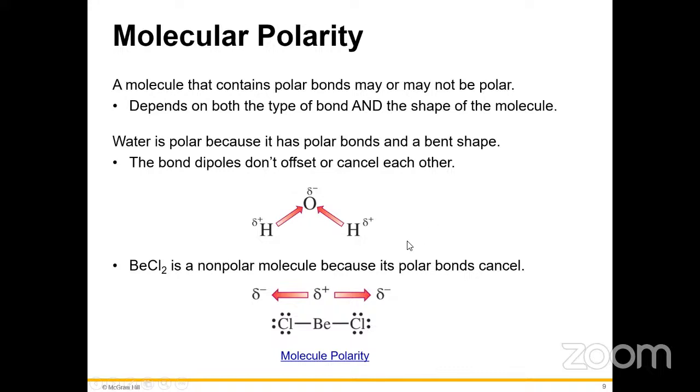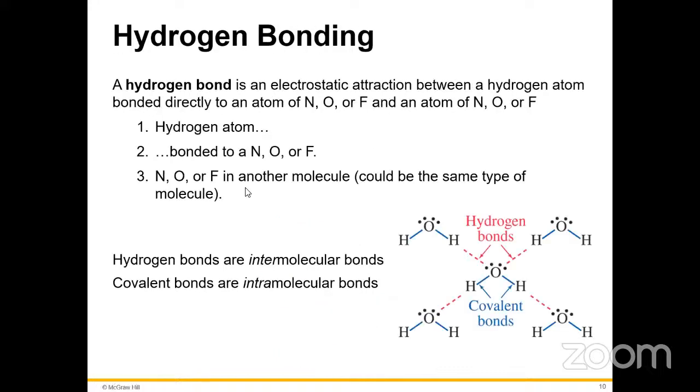So what you'll find is that the polarity will have some influence on the properties displayed by the different substances. Now, another important feature of water is the fact that it can form what we call hydrogen bonds with each other between water molecules, all right? So a hydrogen bond, as stated here, is basically a force of attraction that exists between the hydrogen atom that is bonded directly to an atom of nitrogen, oxygen, or fluorine, and an atom of nitrogen, oxygen, or fluorine.